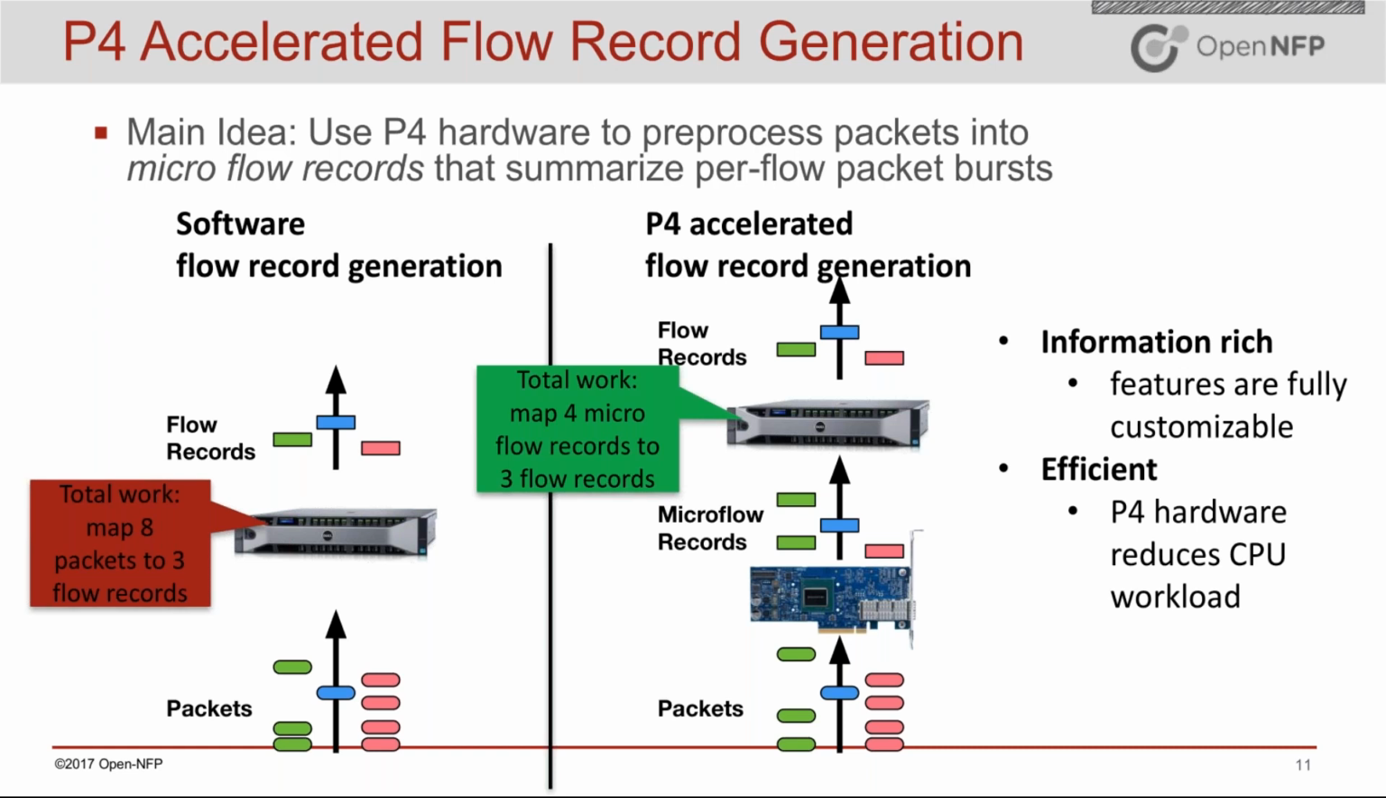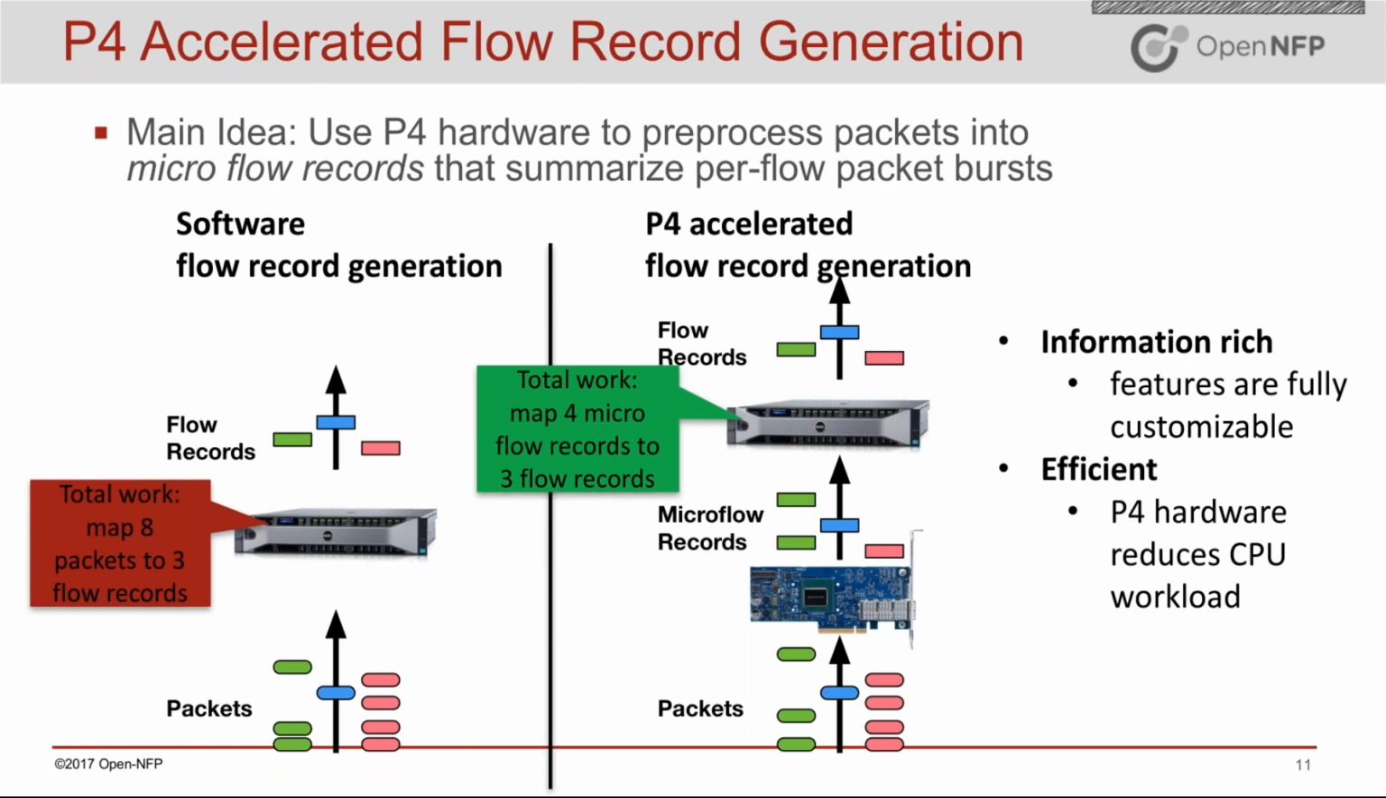But the benefit is each microflow record summarizes multiple packets already. There's some aggregation that has already happened, so the overall work of the software is going to be much less compared to just processing packets directly. And so we get increased efficiency because of the pre-processing that the P4 hardware is doing, but we also get information richness because we're not sampling to reduce accuracy, and we're still talking about hardware that can be configured to produce flow records with whatever features you need. So that's the high-level idea of our system.